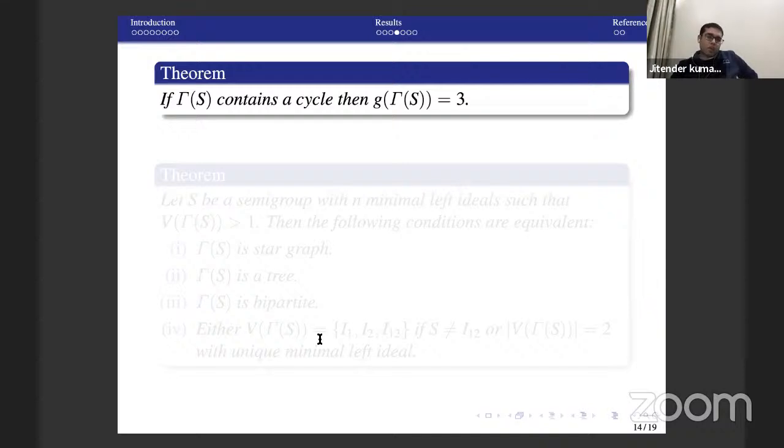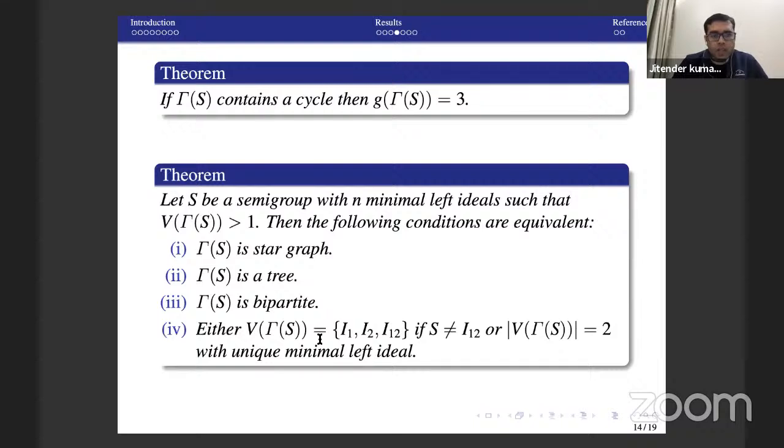Then further we have computed the girth of this graph, which we used to say that if gamma contains a cycle, then the girth becomes 3. So another classification is when this intersection graph is a star graph, tree or bipartite, then basically you can see here that this semigroup should have exactly 3 left ideals.